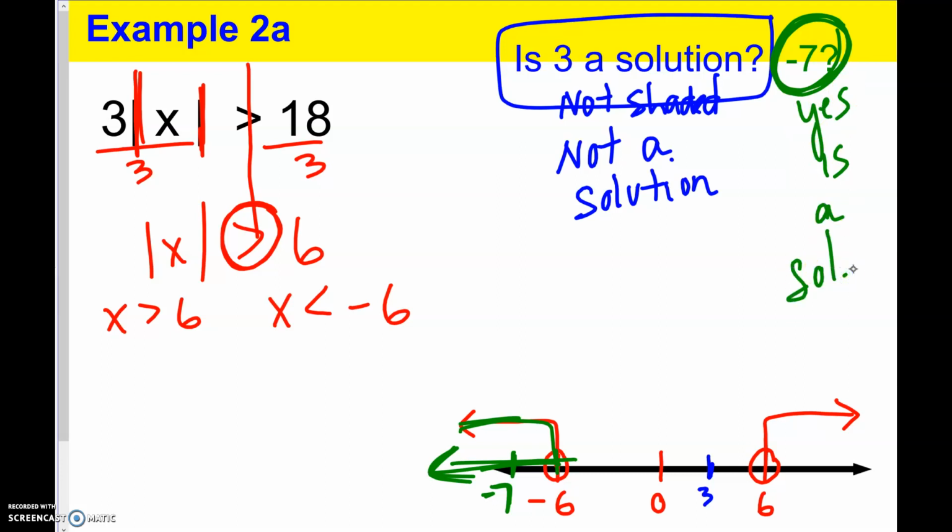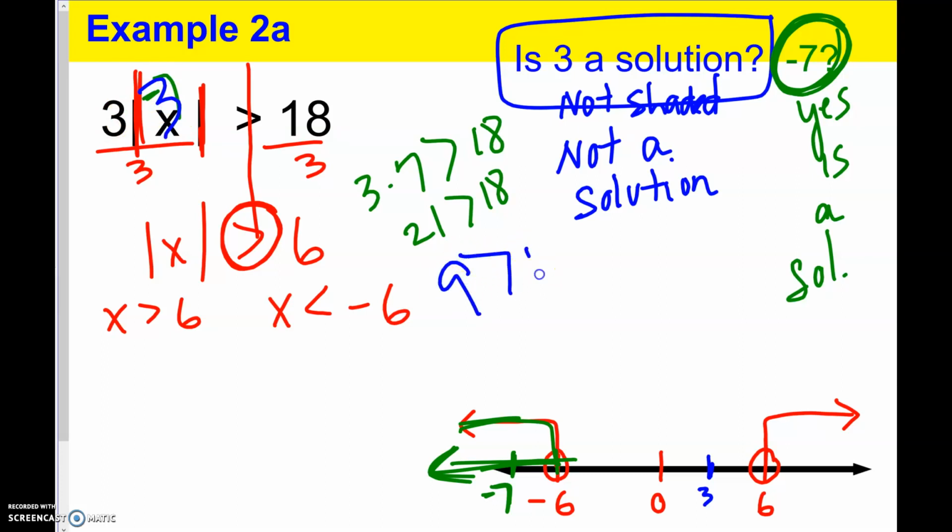Okay, again, you can go back to the beginning and put in a negative 7 here. So what is the absolute value of negative 7? It is a positive 7. So now 3 times a positive 7, is that greater than 18? Well, is 21 bigger than 18? And yes, it is, so that's why we said yes. Whereas when we go in and we put that 3 in here, 3 times 3 is 9, and is 9 bigger than 18? No, that's why it's not a solution. So you can either do it by the graph or by plugging it in.